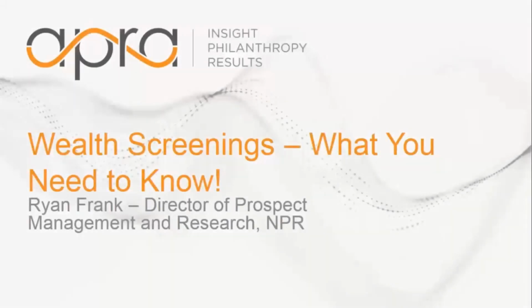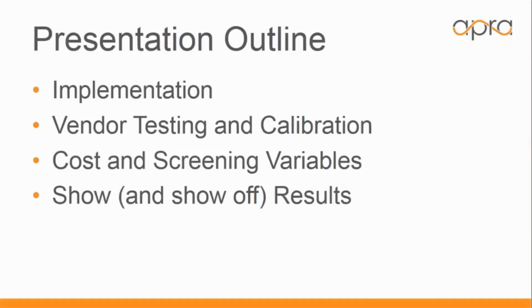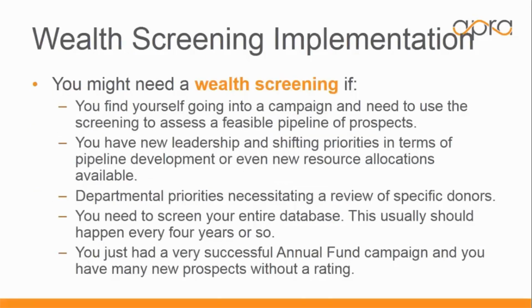I am the Director of Prospect Management and Research at NPR, and the Apra Byte today is about wealth screenings, what you need to know. So just roughly, here's an outline of what I'm going to be going through. I'll be talking about implementation, vendor testing and calibration, cost and screening variables, and showing off your results. So let's talk about implementation.